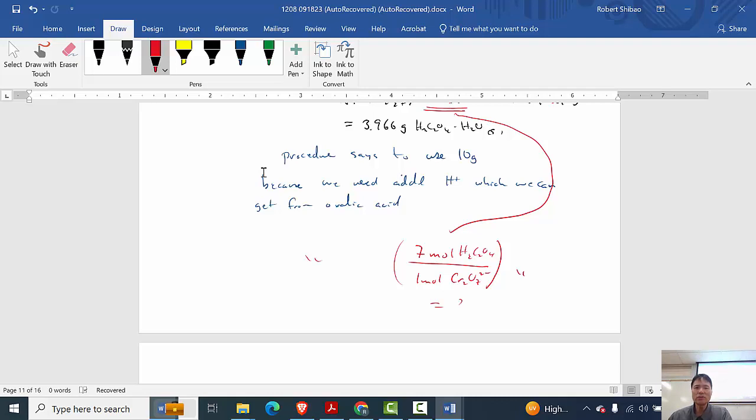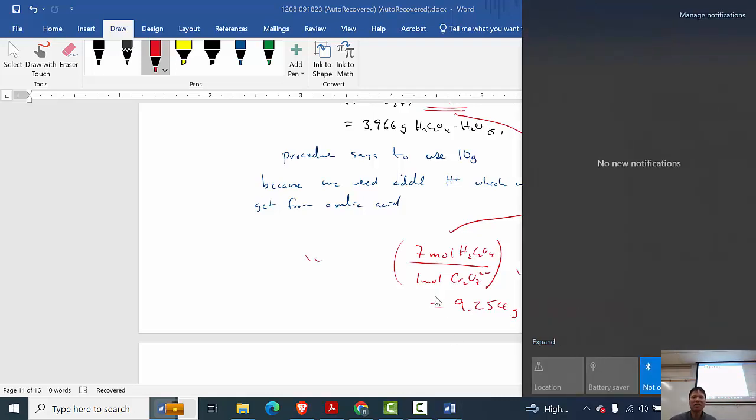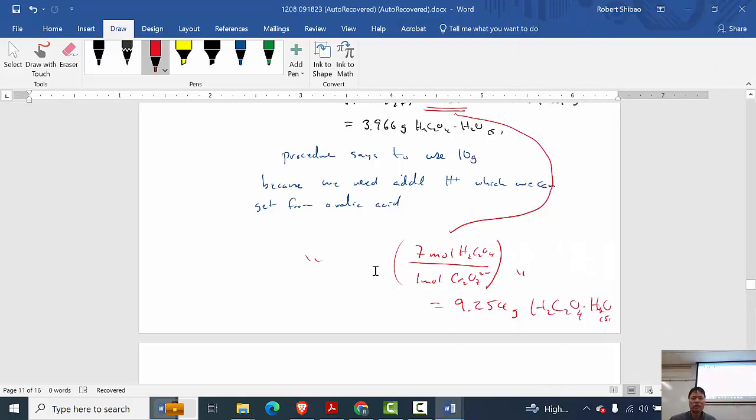And this gives me 9.254 grams of oxalic acid monohydrate solid to get that extra H plus. Does that make sense? And so how many am I using? Well, I'm supposed to use 10 for the procedure, which is excess here. But it's not an excessive amount of excess. It's just a little bit extra.